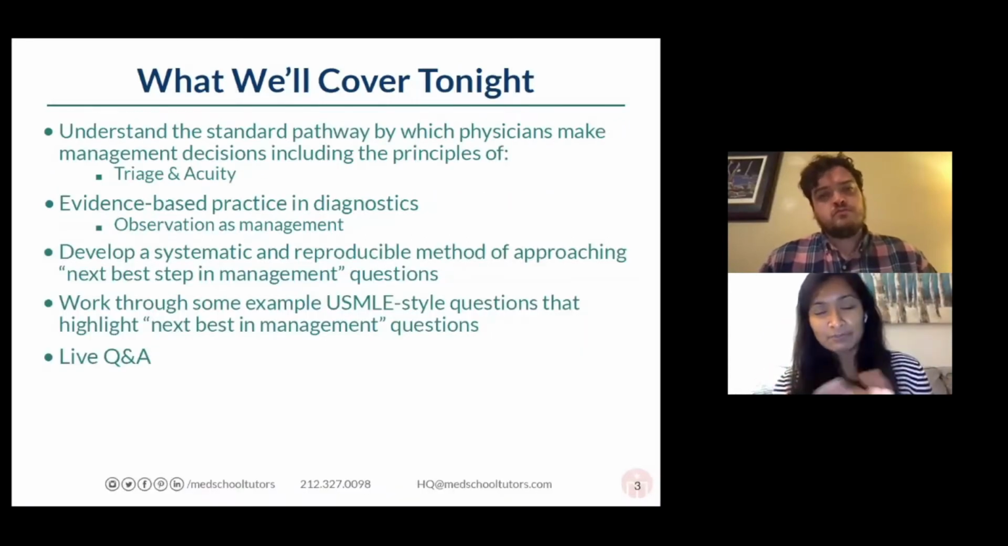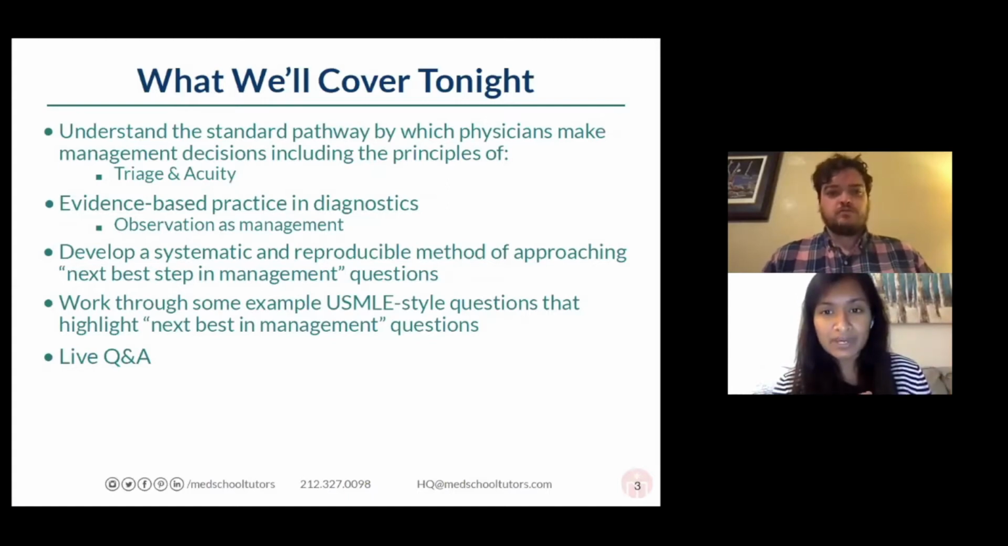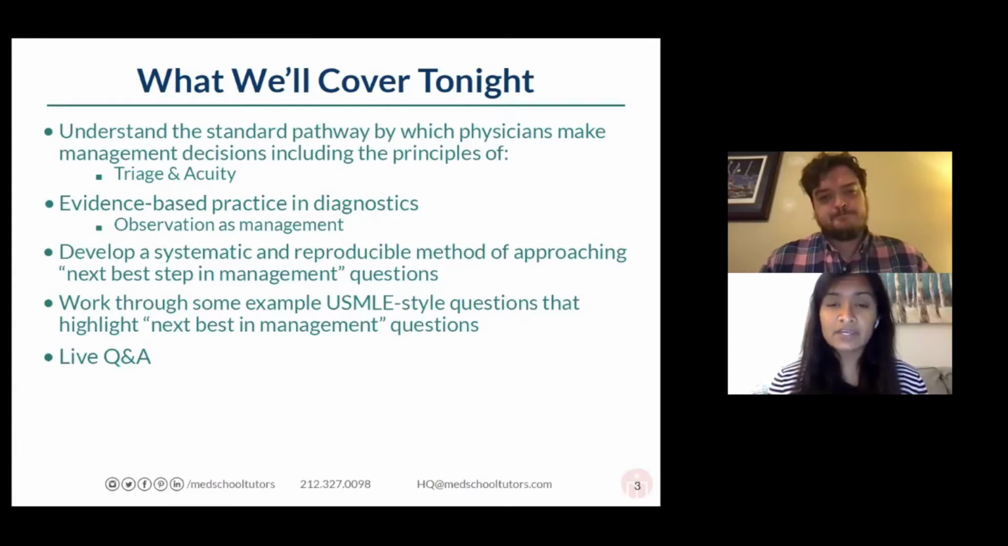So we wanted to give you a brief agenda as to what we'll be covering today. We're going to talk about the standard pathway or algorithm that most physicians use to make their management decisions. Especially as it relates to Step 2 and Step 3 and clinical exams, talking about triage, acuity, and what your decision tree looks like. And we'll give you hopefully a framework to start to think about these questions.